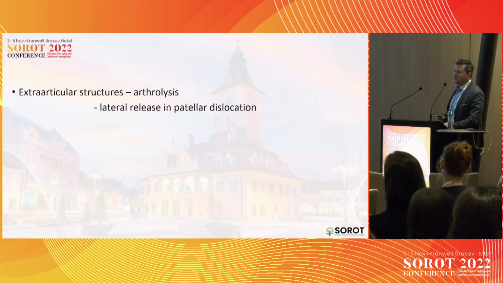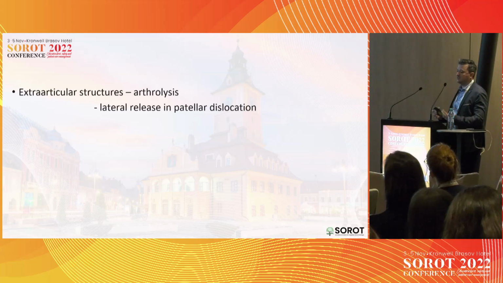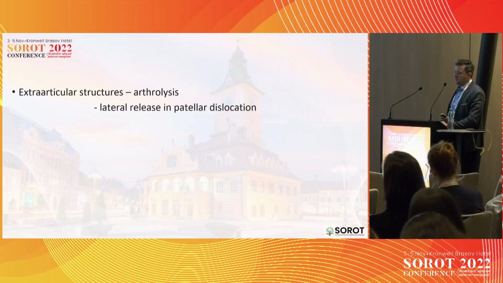And of course the extra-articular structure. So we can have arthrolysis for joint stiffness and reduced range of motion. We can do the lateral release through an arthroscopic approach now, so we avoid the scarring and the soft tissue damage that usually happens for these kids. And basically, it's a complex pathology.